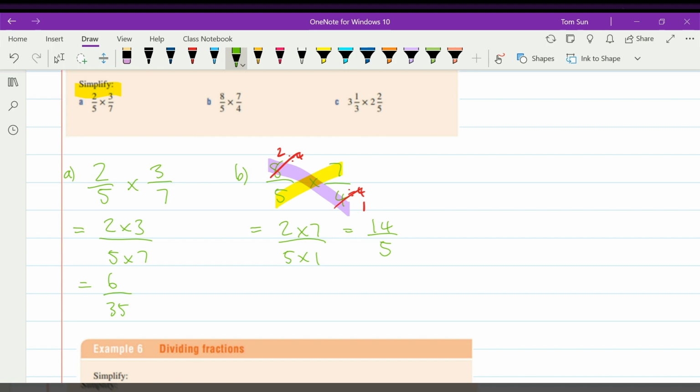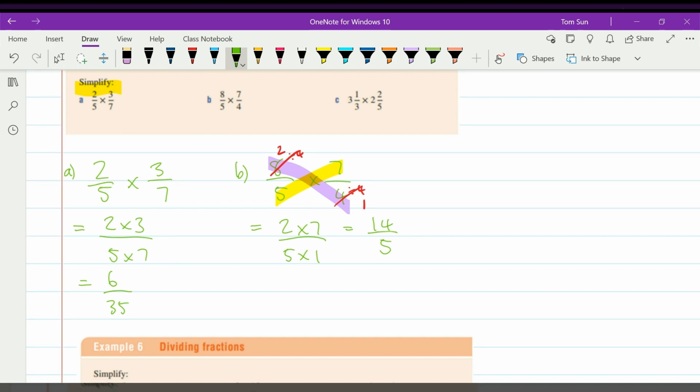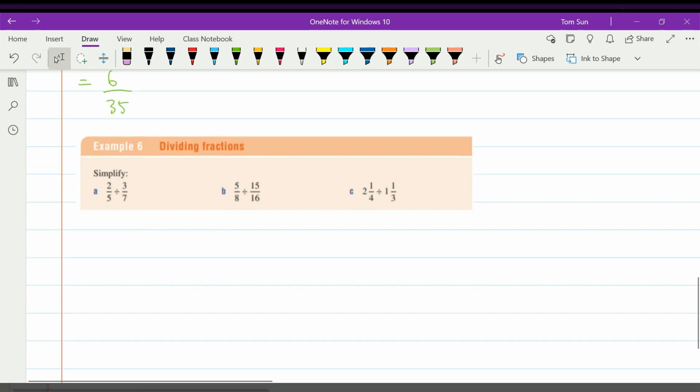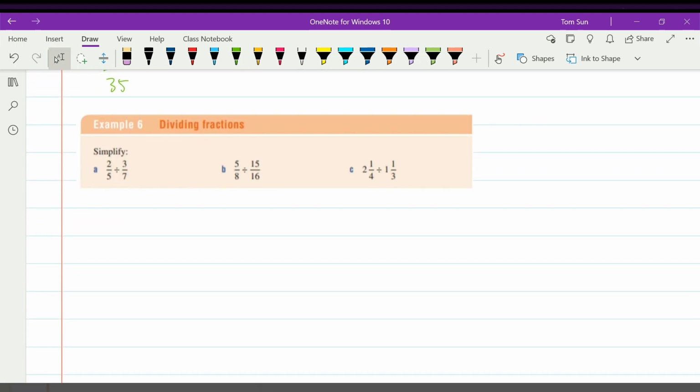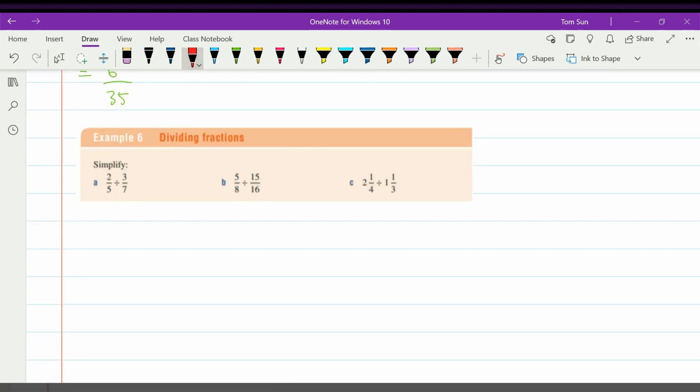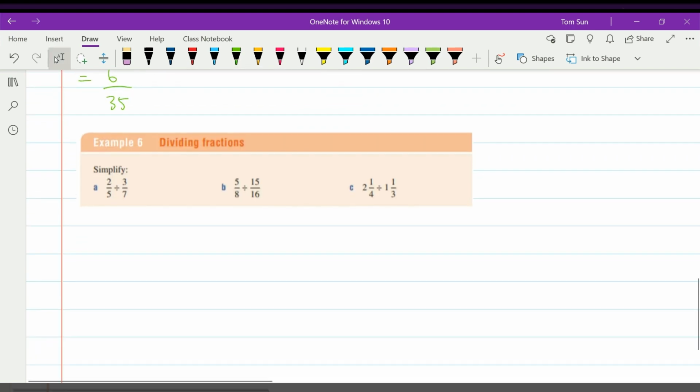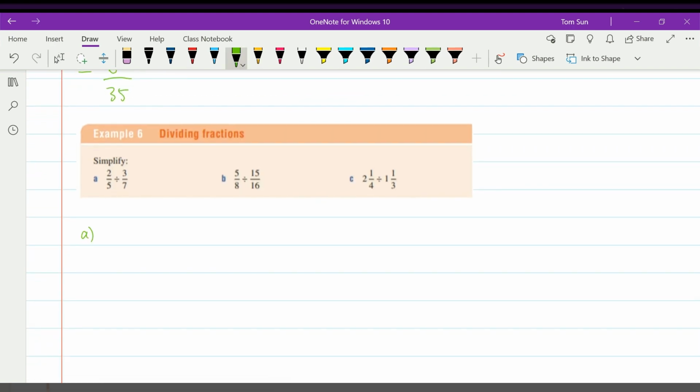So I recommend learning this technique early, and we'll keep practicing this. We'll take probably 2 lessons on this chapter. Okay, let's take a look at the final thing about dividing fractions. I'll do that other question possibly later. Okay, let's take a look.